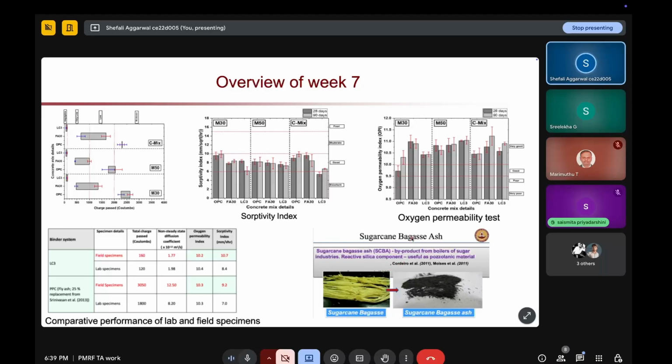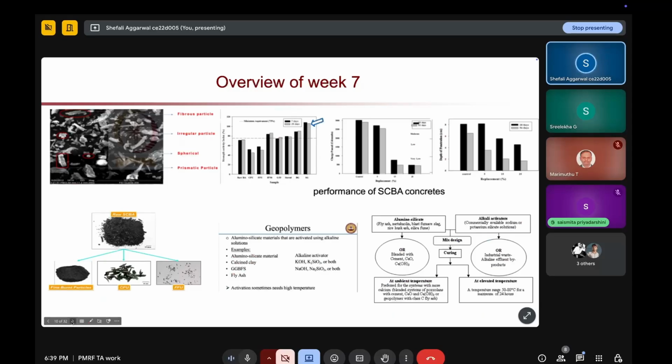Next, if we talk about another type of SCM, we have sugarcane bagasse ash. If you remember, we had rice husk ash. Same way we can use sugarcane bagasse ash. The sugarcane bagasse is burnt or calcined at a very high temperature and the ash is collected, which is called sugarcane bagasse ash. This is a new type of SCM which is getting popular in India because of the greater availability of this type of raw material.